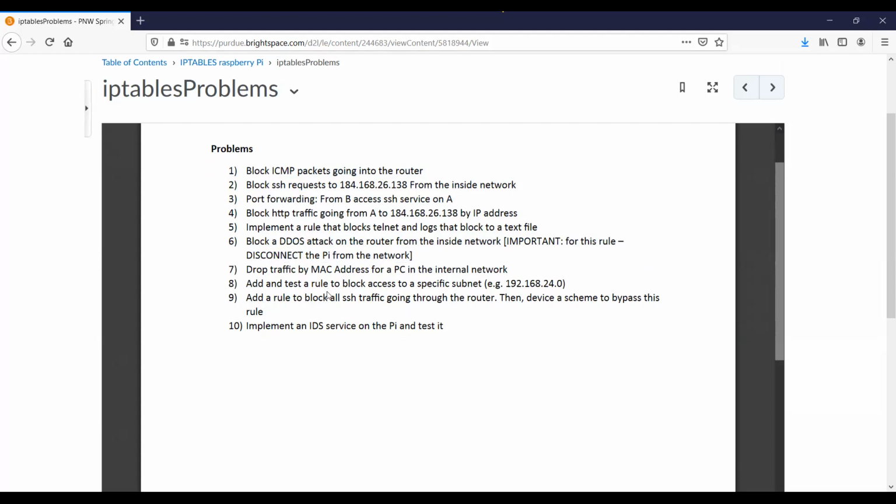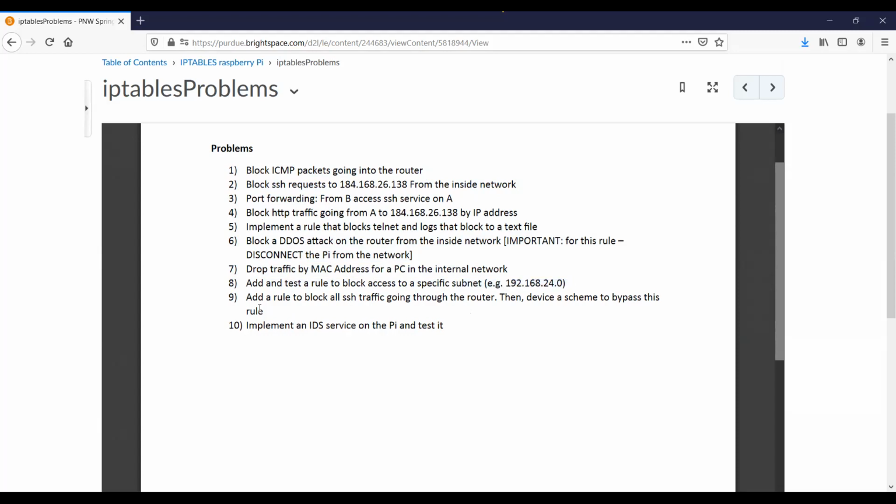Number 7, you're going to drop traffic by MAC address for a specific PC, right? So this rule is just about MAC address. Then number 8, this one is similar to one of the examples we did, I think. What was it? We did something with subnets, I can't remember. But add and test a rule to block a specific subnet. So as you guys know, subnetting is very useful because it allows you to just create rules that deal with those subnets in specific ways. Okay.